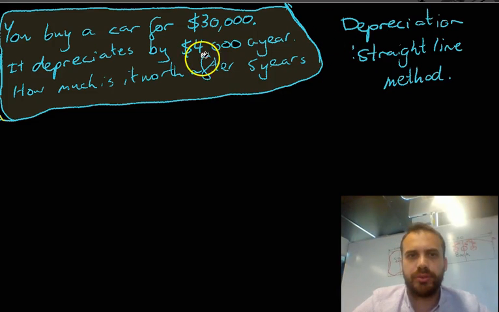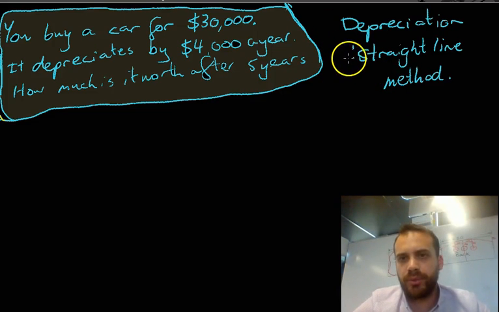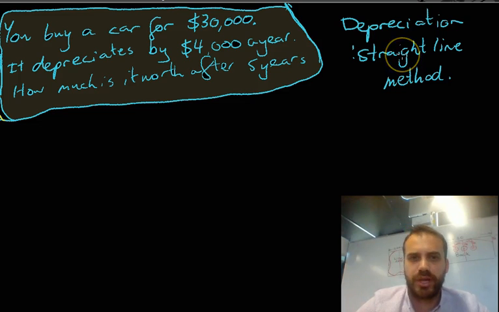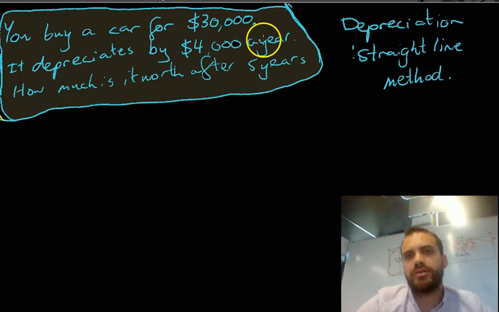So in this video I'm looking at depreciation again. We're going to cover the first method, which is the straight line method. Something like this: you buy a car for $30,000, it depreciates by $4,000 a year. How much is it worth after 5 years?